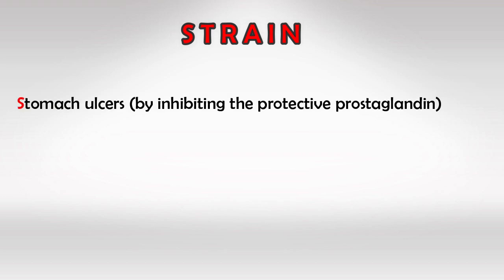NSAIDs are commonly used for back pain or muscle strain, so the mnemonic is the word STRAIN. S is for stomach ulcer, which is caused by the absence of prostaglandin, because normally prostaglandin will protect the gastric mucosa.